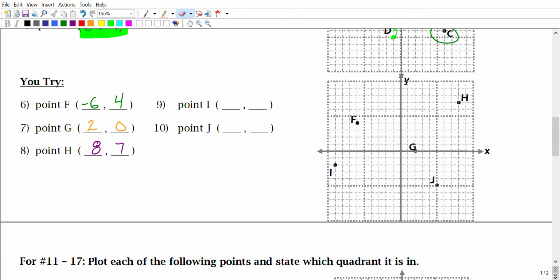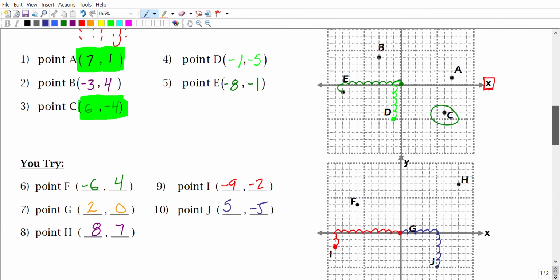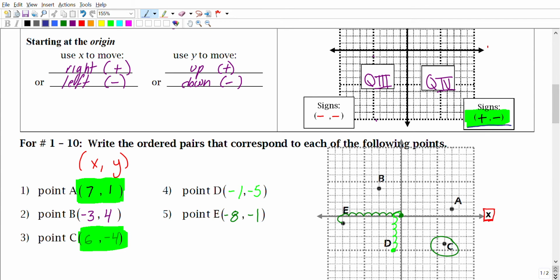I'm going to go ahead and actually erase this so we don't get too cluttered here. All right, let me use red now. So point I is all the way here on the left side in quadrant 3. So I'm going to go 1, 2, 3, 4, 5, 6, 7, 8, 9 to the left. So negative 9. And I'm also going to drop twice, so negative 2 for my y value. And then finally, we are looking for point J. So we go 1, 2, 3, 4, 5 to the right, and down 1, 2, 3, 4, 5 down. Okay, so a positive 5 and a negative 5. So positive x and a negative y, just like we were told up here for our quadrant 4 ordered pairs.